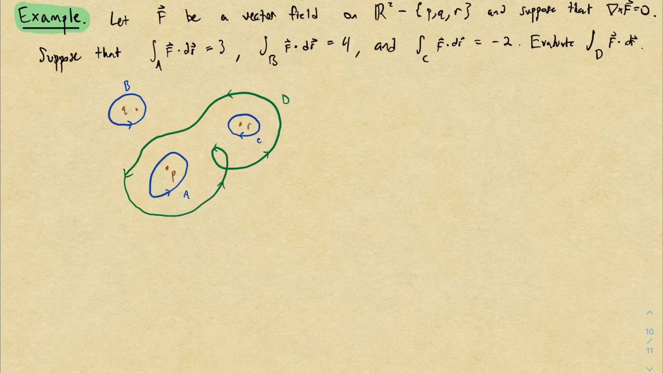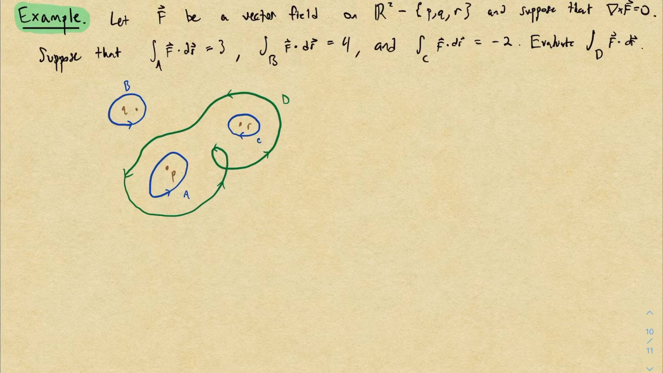We're also told the values of the line integrals of f over 3 curves A, B, and C. And we're supposed to use this information to evaluate the line integral over D. So it looks like we have 3 curves circling each point, P, Q, and R. And then the curve we actually care about is this green curve with a loop-de-loop.